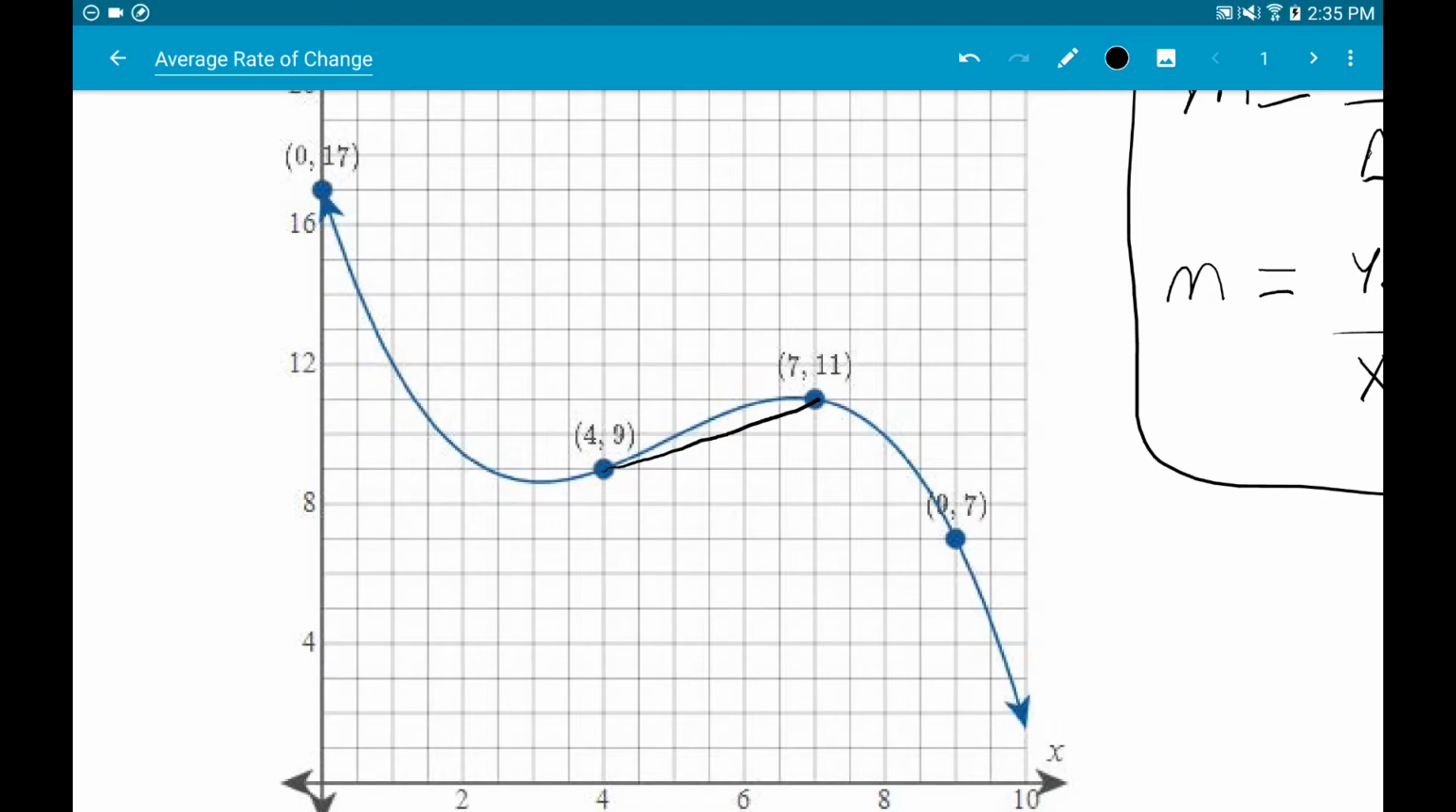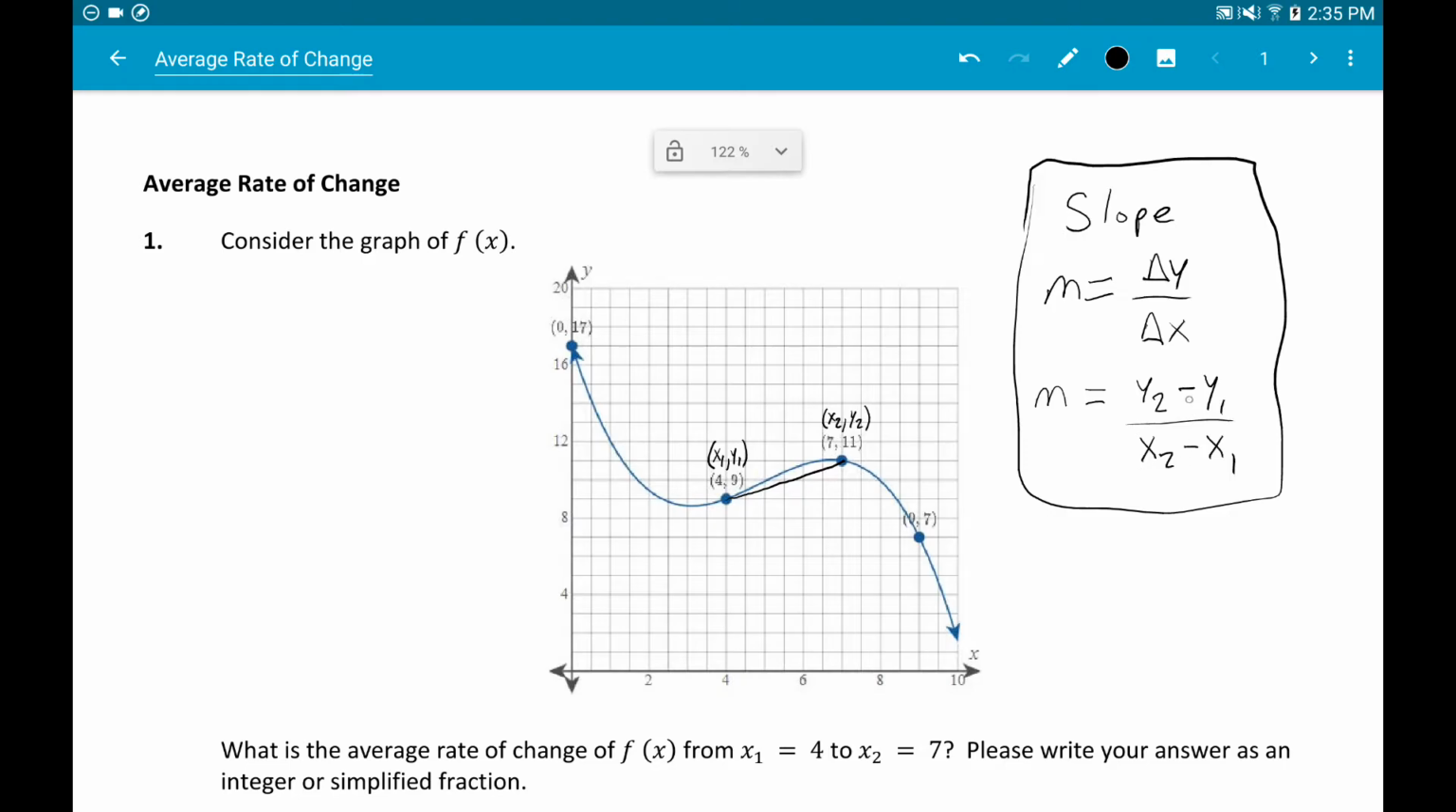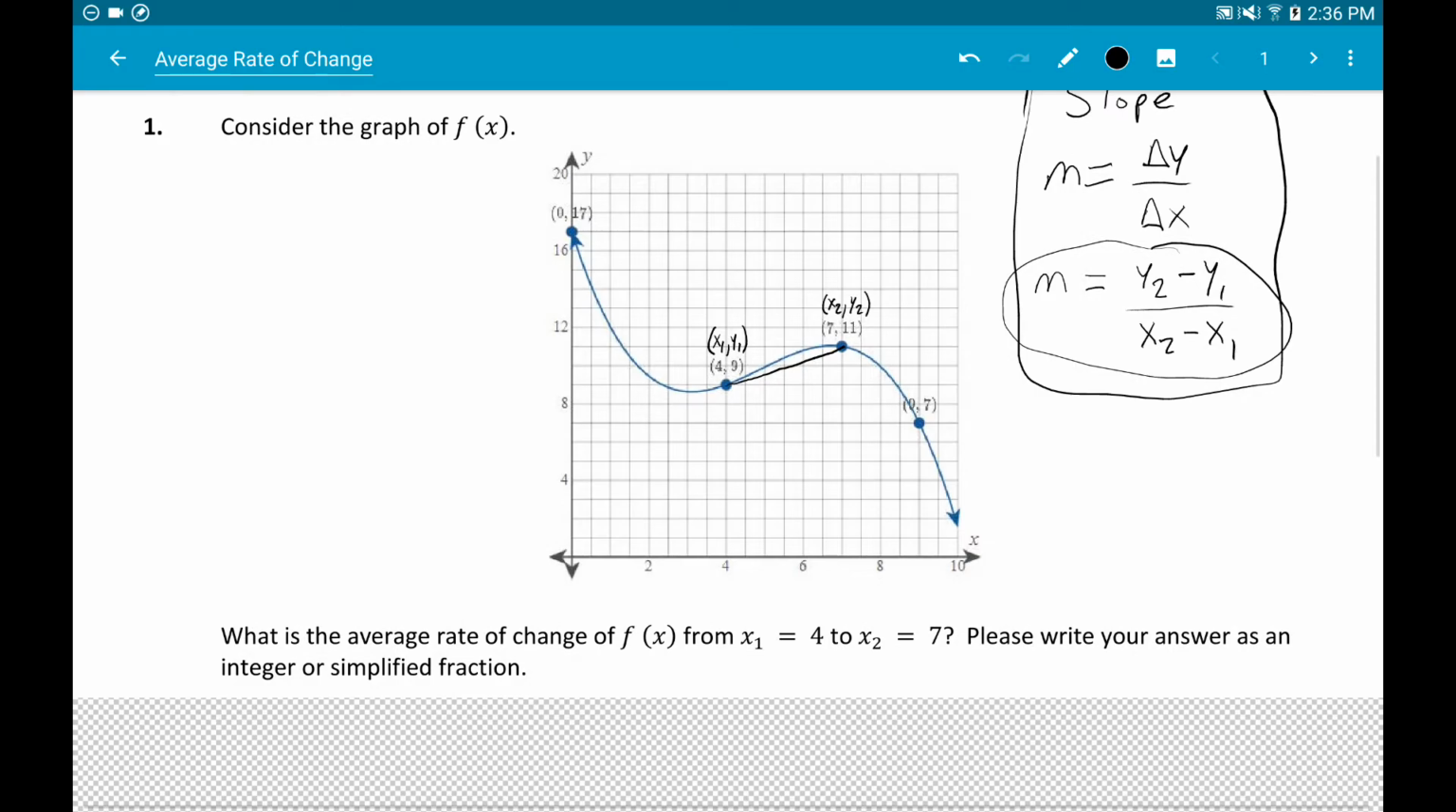Okay, so we've got to label these points. In the question it said x sub 1 was 4, so we can call this point 4 comma 9, x sub 1 y sub 1. And it said x sub 2 was 7, so we can call this point 7 comma 11, x sub 2 comma y sub 2. Okay. And if you think about it, that's everything that you need to plug into the slope formula over here. X sub 1, x sub 2, y sub 1, y sub 2, that's everything we need to plug into that formula. So all we've got to do is plug those values into that formula and calculate. So let's do that.